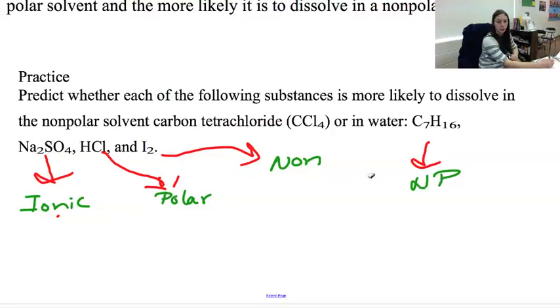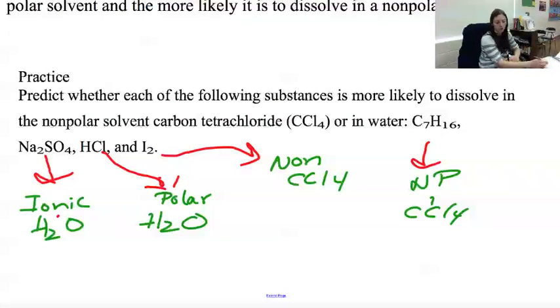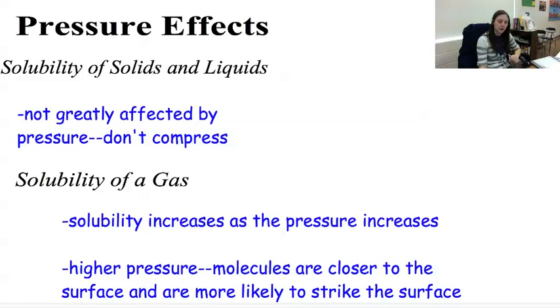I have two nonpolars, which should both dissolve in CCl4, which is my nonpolar solvent. I have one that's polar and one that's ionic, but they still both have positive and negative sides. Like I said, the ionic one is so polar that it has a total positive and a total negative versus partials. So these are both going to dissolve very well in water, which is very polar. Those are my solute-solvent interactions. Look at the type of bond and how well one will dissolve the other based on how strong they are. The next thing is a pressure effect.